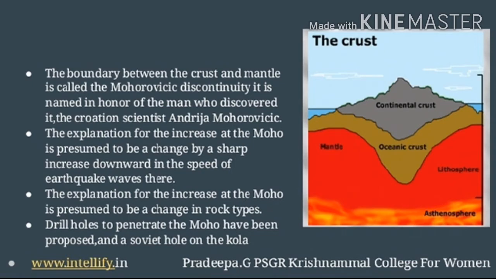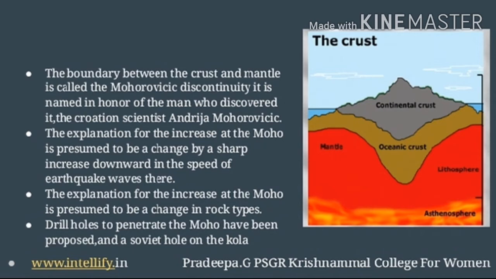Slide 5. The boundary between the crust and mantle is called the Mohorovicic discontinuity. It is named in honor of the man who discovered it, the Croatian scientist Andrija Mohorovicic. The explanation for the increase at the Moho is presumed to be a sharp increase downward in the speed of earthquake waves there. It is presumed to be a change in rock types.